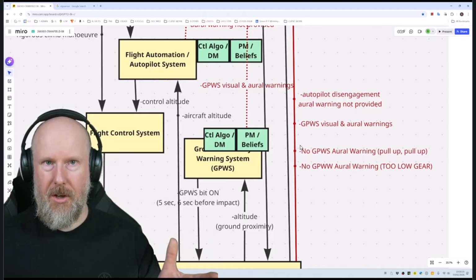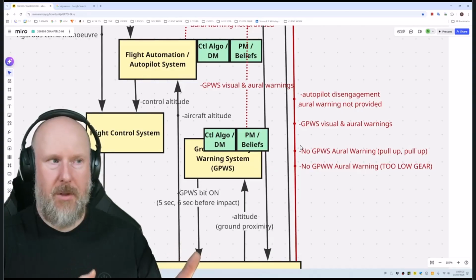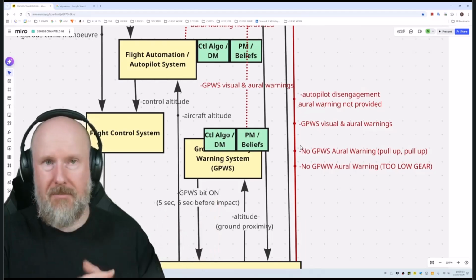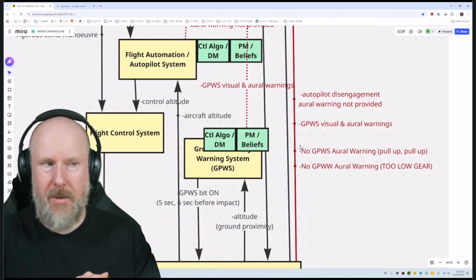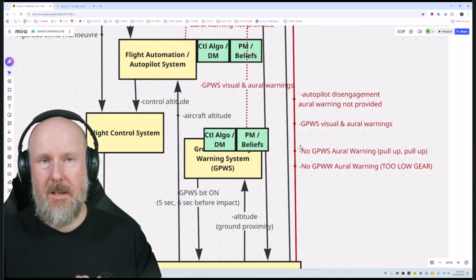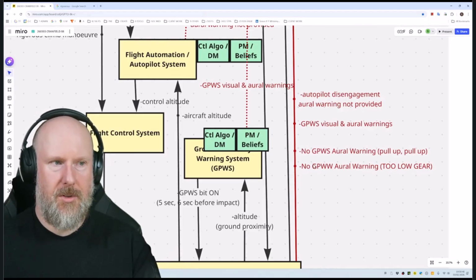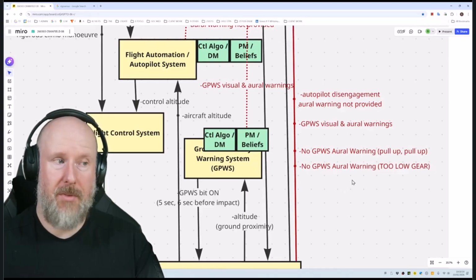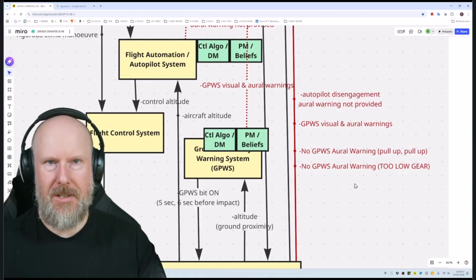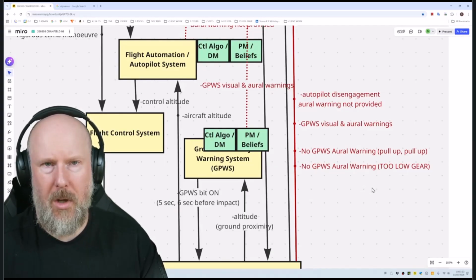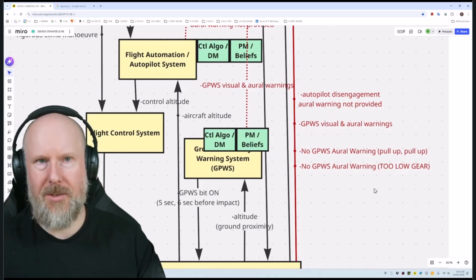So if it hasn't gone off, is that because there's an issue with the GPWS system not providing it? Or is it that it knows it's below that altitude, but for whatever reason, issues with the algorithm decision making, it's decided not to do it? Or is it that it hasn't got the feedback it needs? It doesn't know that the altitude is too low. Is that one of the causal scenarios we need to think about? And then the same for too low gear. That's a slightly different algorithm, but it's probably based on the same process model. So if it believes the altitude is not too low for gear, that's one of the explanations why it probably didn't provide a GPWS oral warning.